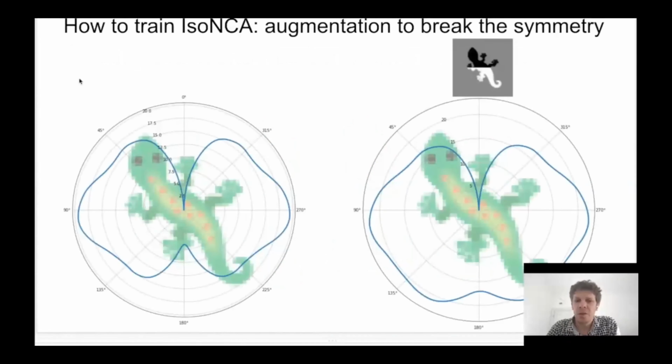We managed to fix this problem by augmenting the target pattern with an extra channel that has strong asymmetry. And we can see that the self-similarity plot for the original pattern contains this strong local minimum corresponding to 180 degree rotation, and the augmented pattern has a much smaller local minimum corresponding to this rotation angle.